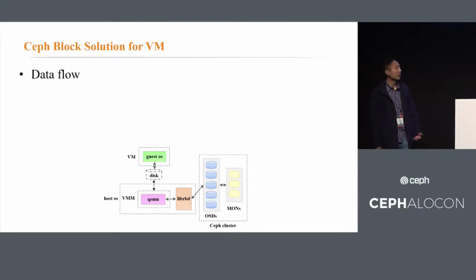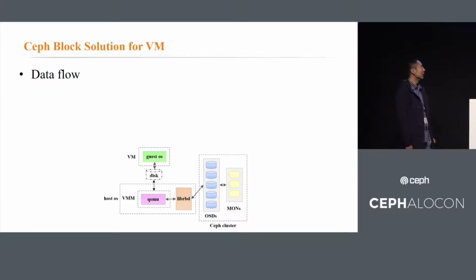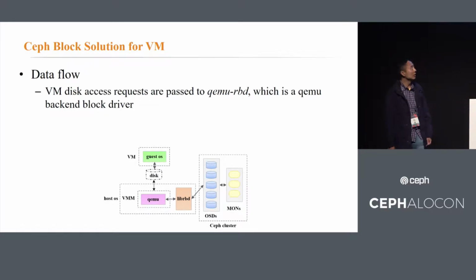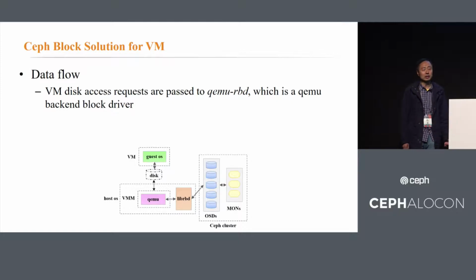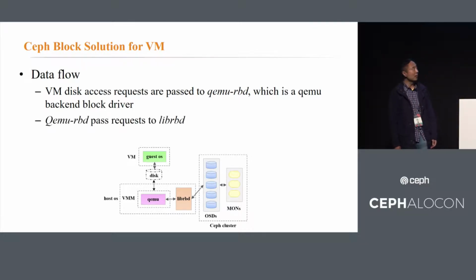First, let's give a brief review of what librbd is and what it does. This slide shows a Ceph block solution for the virtualization scenario. For the data flow, as we can see in the picture, the disk access request issued by the virtual machine will be passed to qemu+librbd. The qemu+librbd is a backend block driver of qemu, and it then further passes the disk access request to librbd.